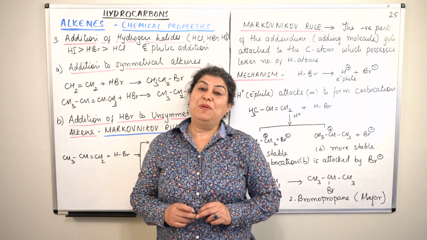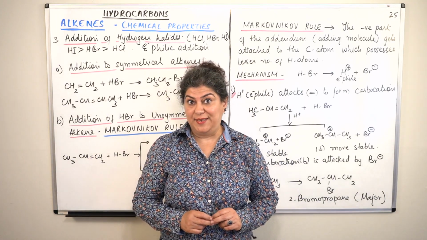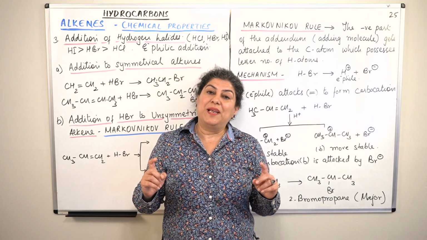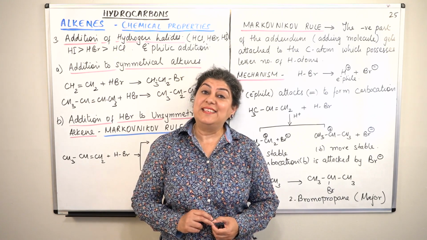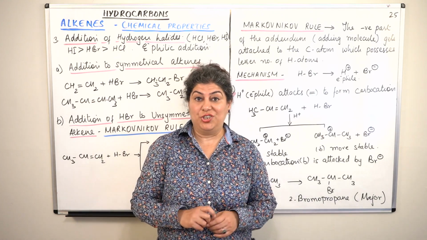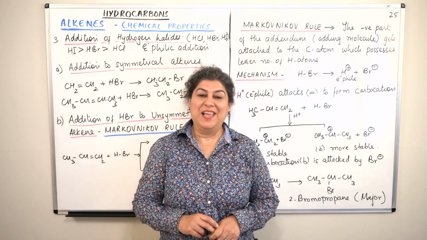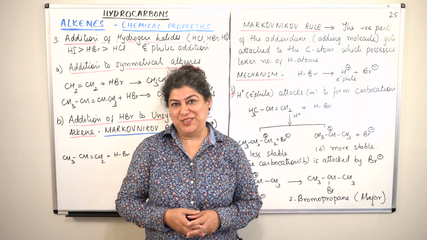Now, it has been found that in the presence of peroxide, the addition takes place against Markovnikov rule. It is known as anti-Markovnikov addition or Kharasch rule. We'll understand that in the next video.